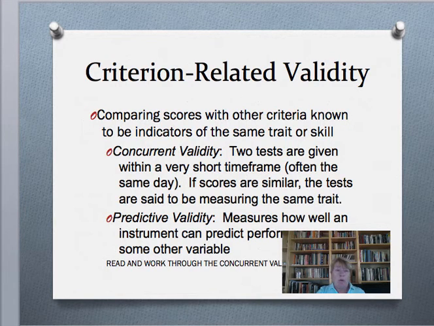So now take a moment and read through Exercise 5, which is the concurrent validity worksheet. You're looking at the reading and arithmetic indexes. Look at that and see how criterion-related validity is measured. So pause here to do that.